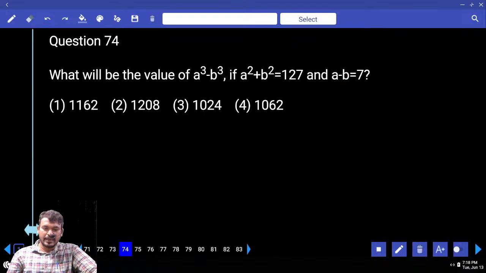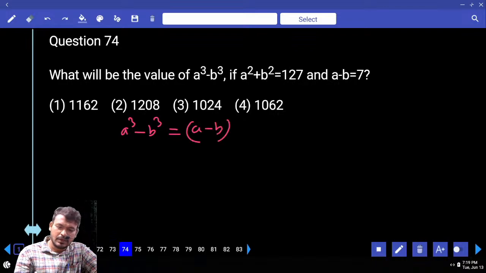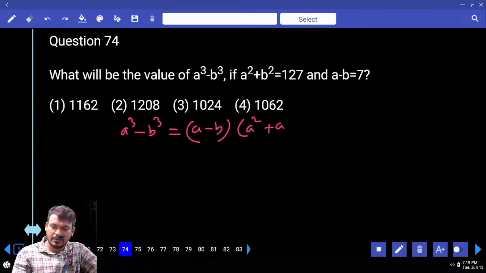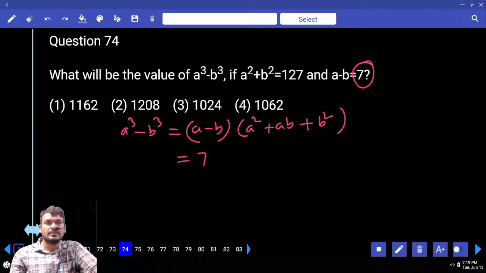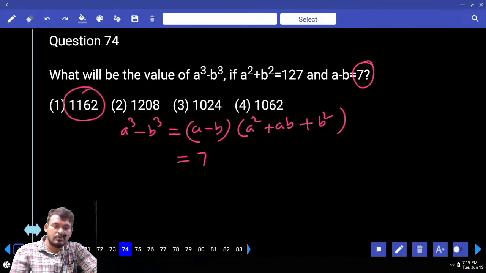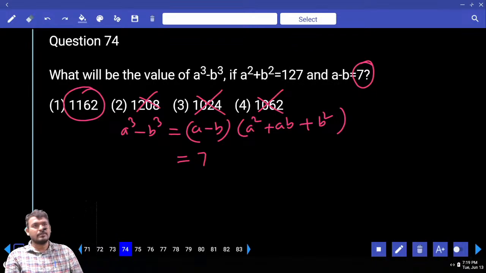What will be the value of a cube minus b cube? What is the a cube minus b cube formula? A minus b into a square plus ab plus b square. What is the a minus b value? 7. Means the answer must be 7 into something, it must be a multiple of 7. First option is a multiple of 7? Yes. Second option? No. Third option? No. Fourth option? No.